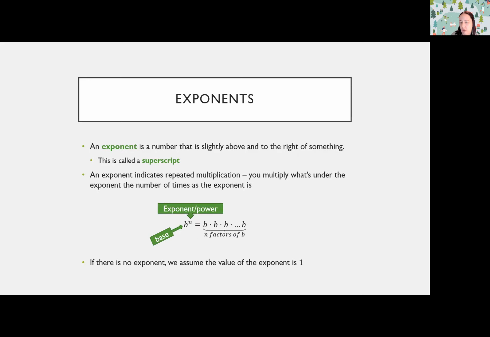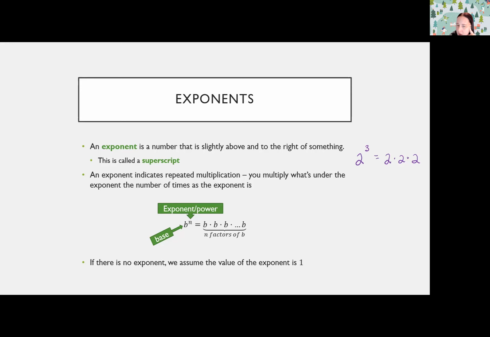Exponents. So an exponent is a number that's slightly above and to the right of something. So that 3 is above and to the right, and it's smaller. This is called a superscript. An exponent is telling us that we're doing multiplication. And the number that's underneath that exponent is what's getting multiplied. And then the exponent tells you how many times that number is being multiplied. So 2 is getting multiplied 3 times. So 2 times 2 times 2.